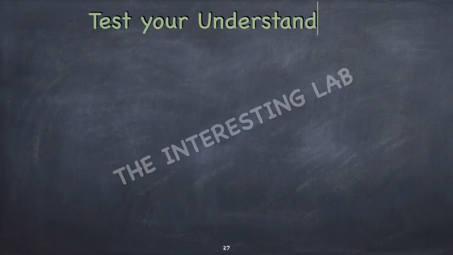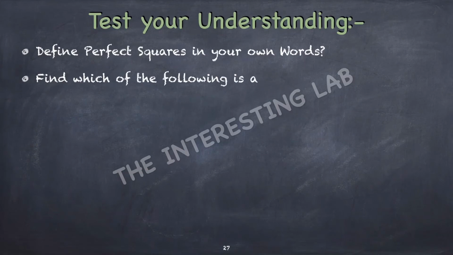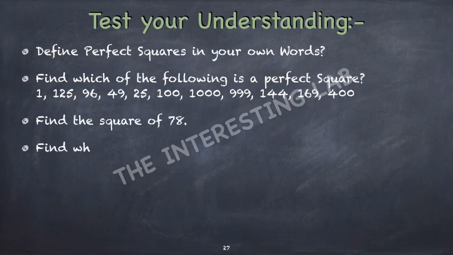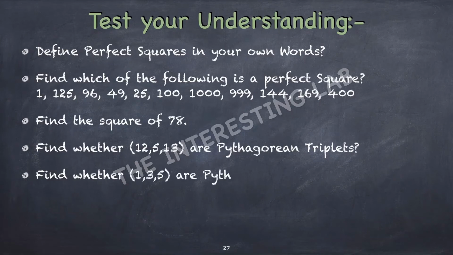To know how much you all understand about this topic, here are some questions. Define perfect squares in your own words. Find which of the following is a perfect square: 125, 96, 49, 25, 100, 1000, 999, 144, 169, 400. Find the square of 78. Find whether 12, 5, 13 are Pythagorean triplets. Find whether 1, 3, 5 are Pythagorean triplets.